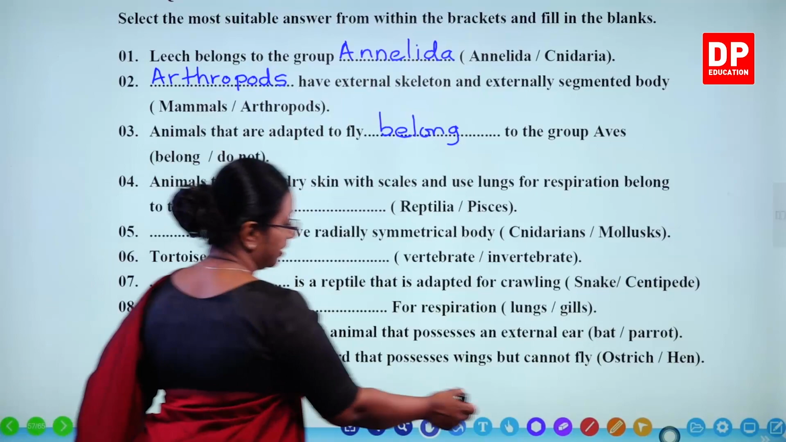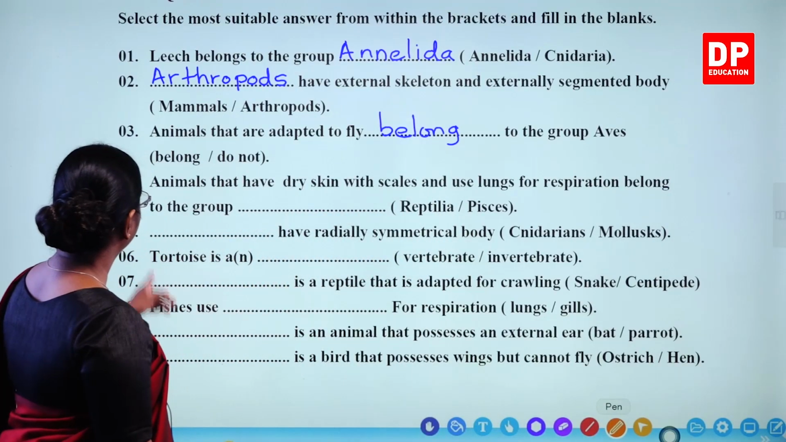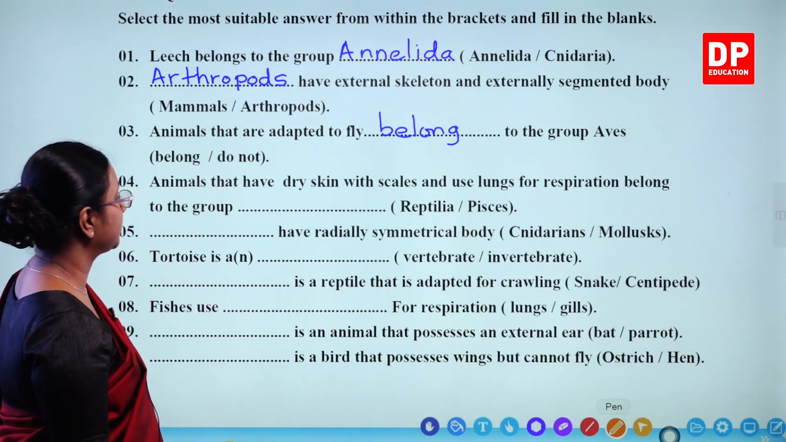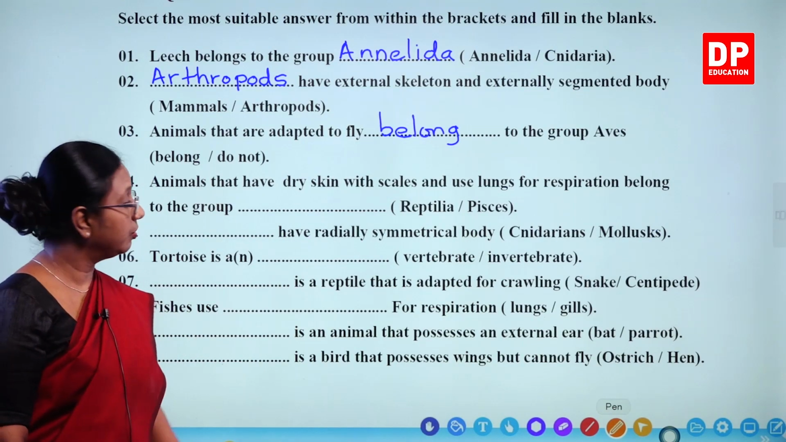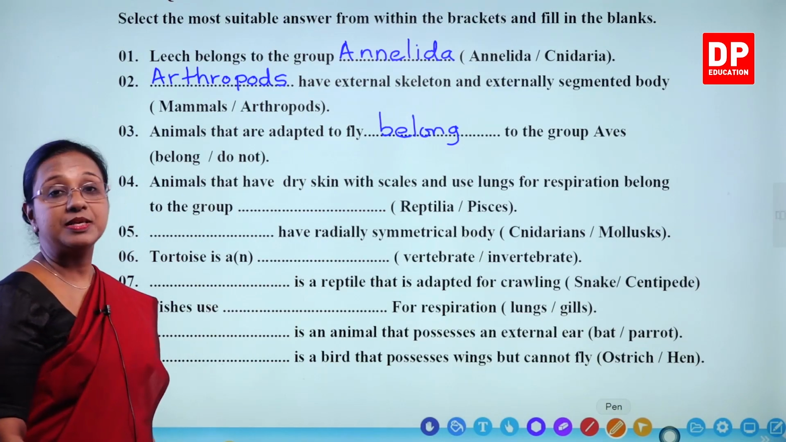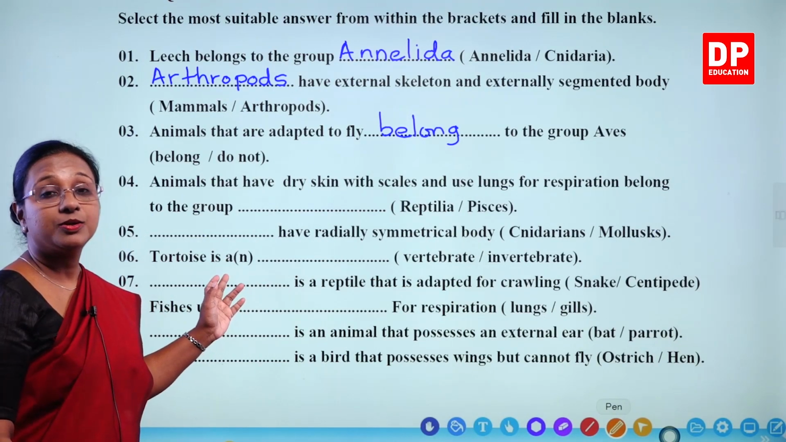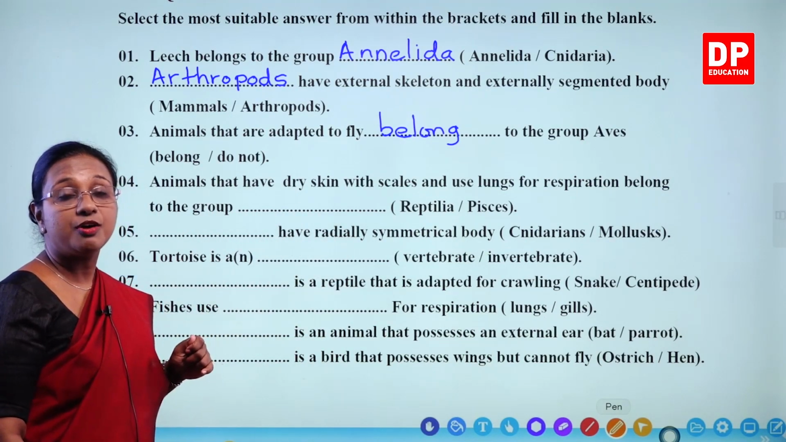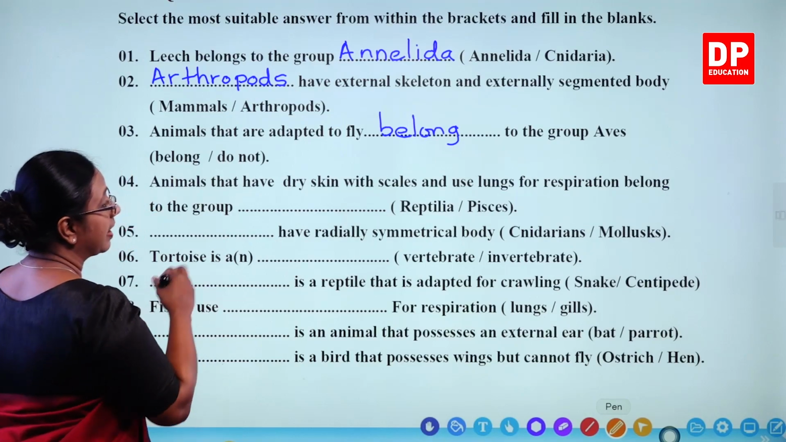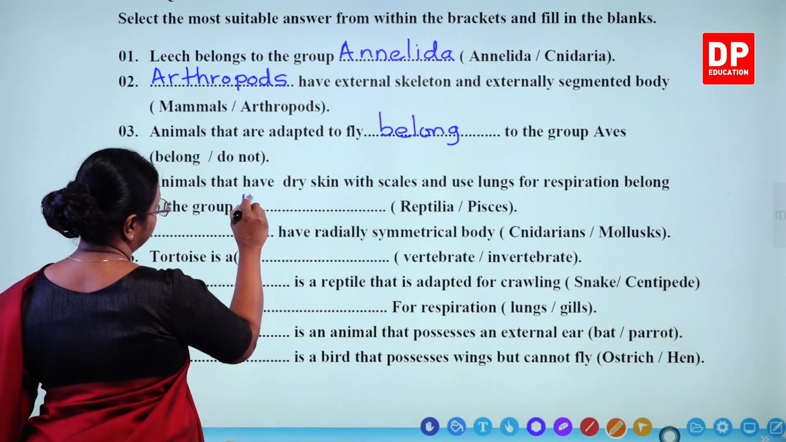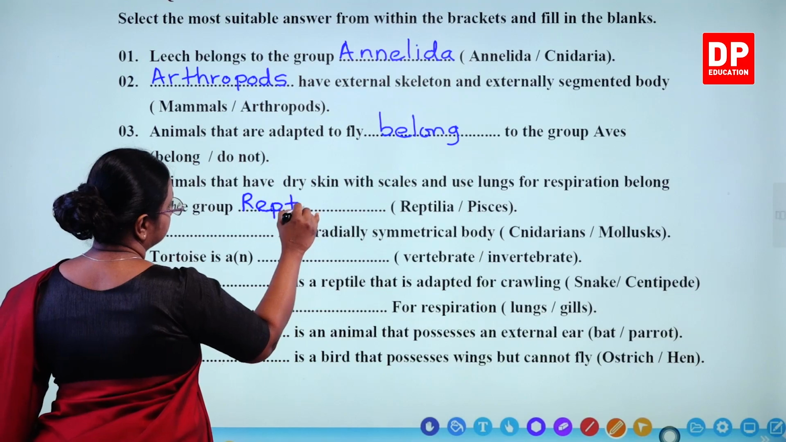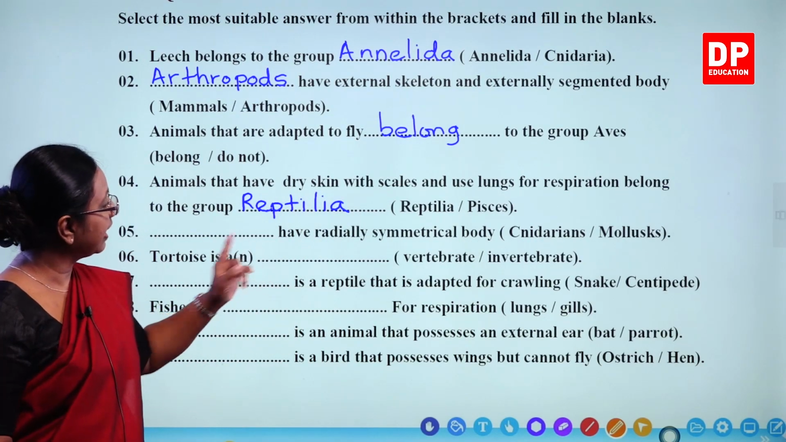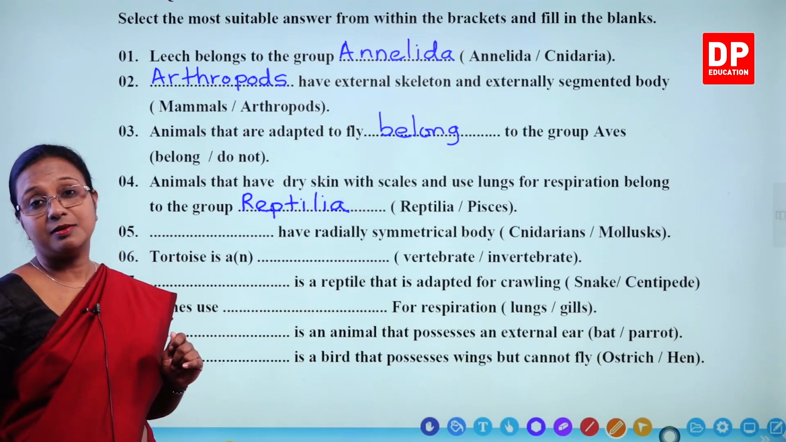Then we have the next question. Animals that have dry skin with scales and use lungs for respiration belong to the group Reptilia or Pisces. They belong to the group Reptilia. Dry skin with scales is a special feature of Reptilia and also they respire by lungs. So Reptilia.